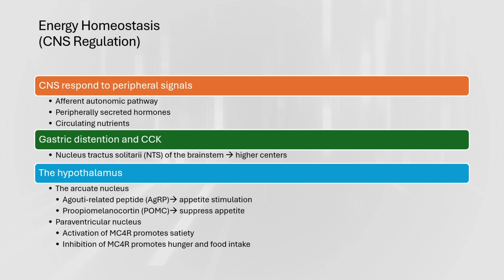Both opposing neuron pathways converge at melanocortin 4 receptors in the paraventricular nucleus. Activation of melanocortin 4 receptors promotes satiety, and inhibition increases hunger.